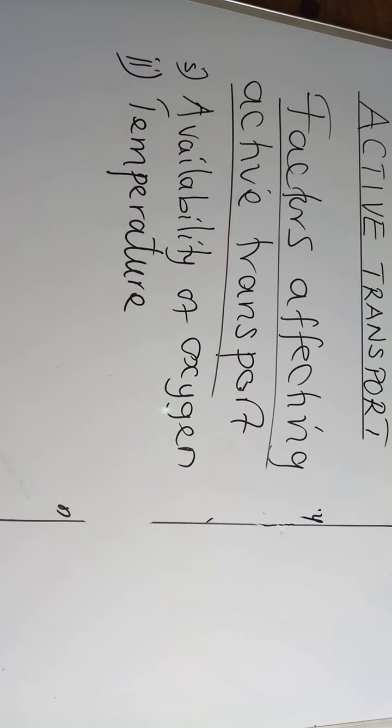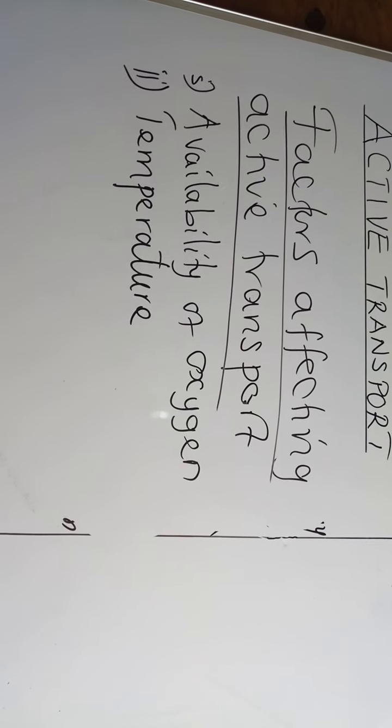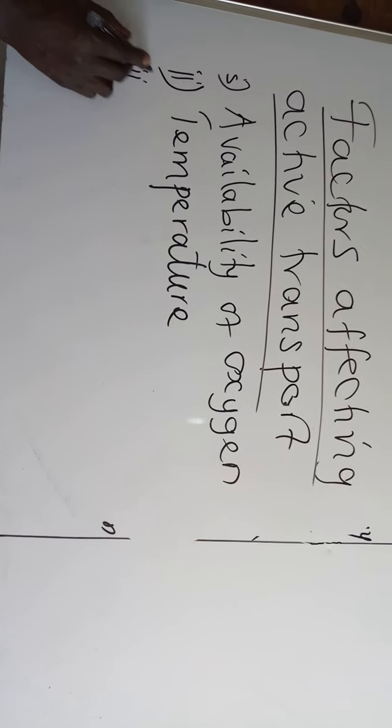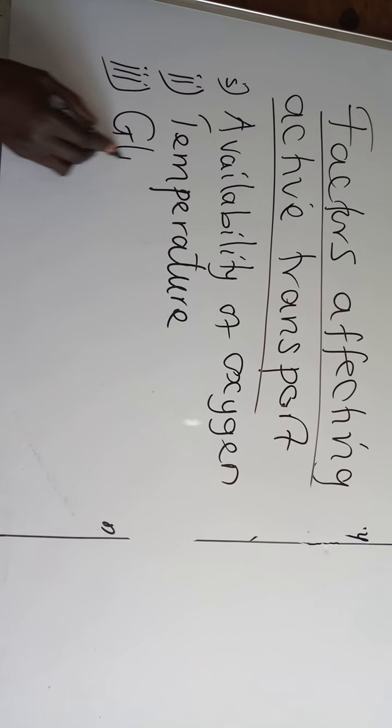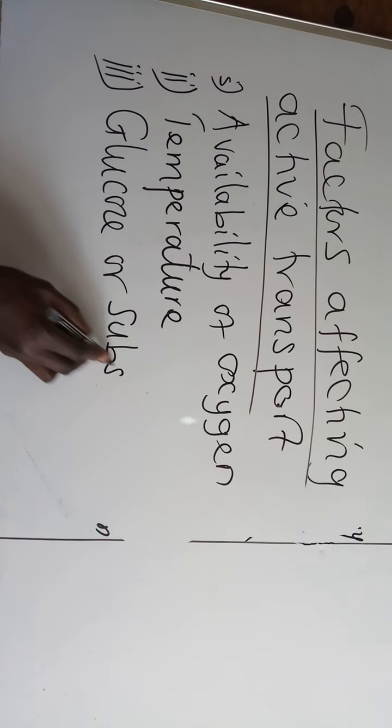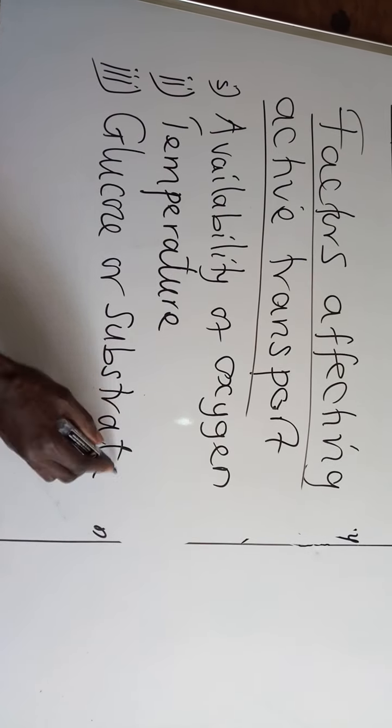Another factor that will affect the rate of active transport is glucose or substrate concentration.